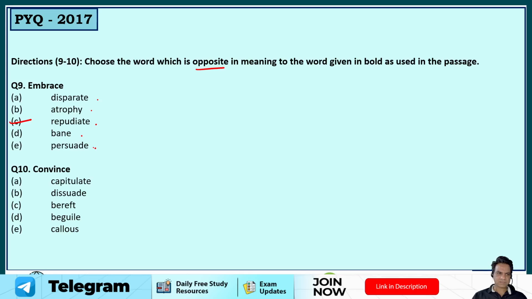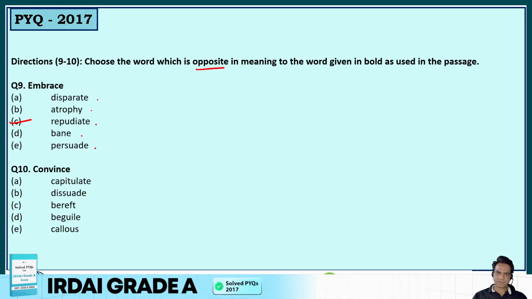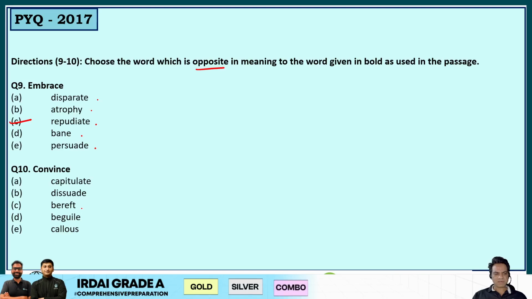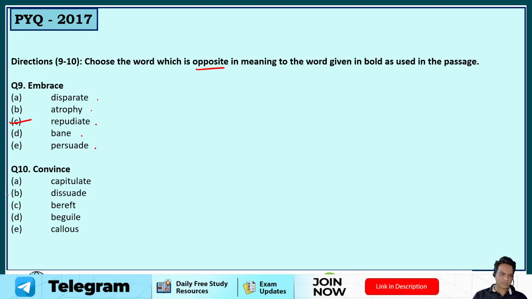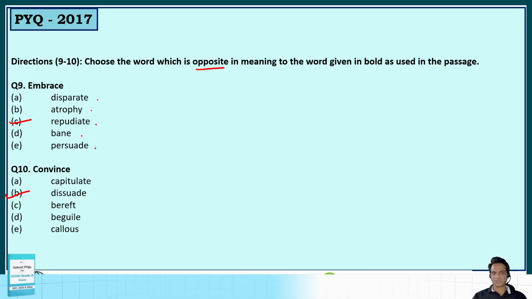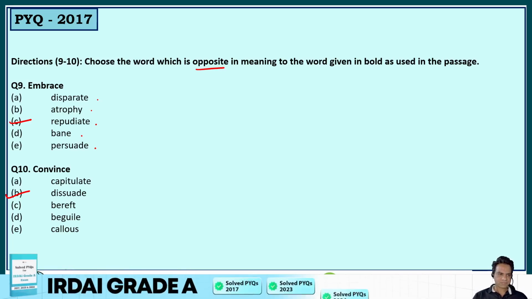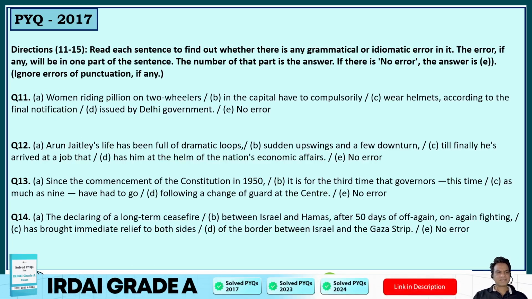Persuade is to convince, but repudiate is to reject. And convince means to make someone agree. Capitulate is a synonym. Dissuade is the right opposite. Bereft is to keep someone away from someone. Beguile is to confuse. Callous is somebody who's careless. So I think dissuade, opposite of convince, would be dissuade someone, right? To convince not to do something. So that's the opposite of convince. So these were the questions on passages, guys.